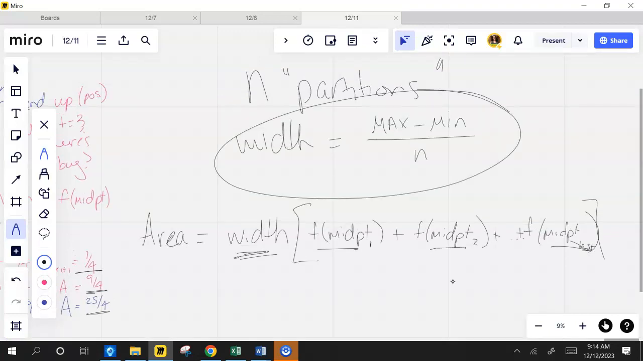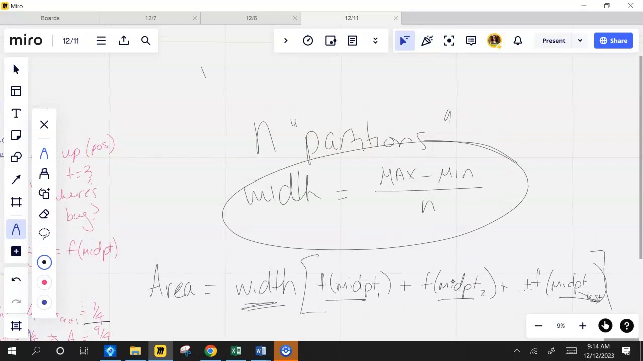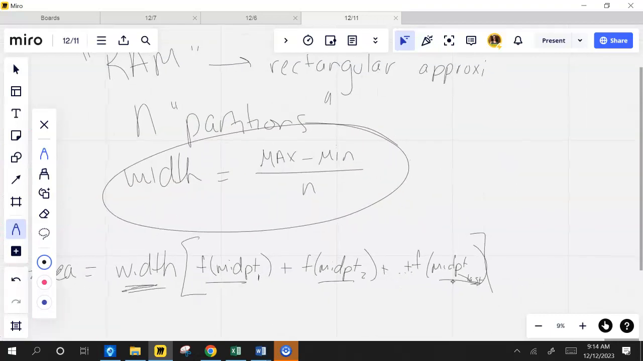Okay. Now, this is midpoint. It's the hardest, in my opinion. This is what we call, by the way, RAM, which stands for rectangular approximation method. So what was the final answer? Like the final answer? Yeah, 8.75.